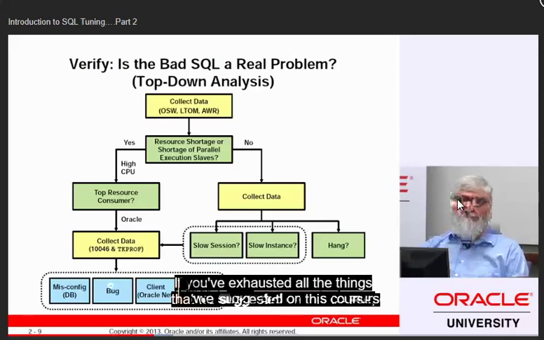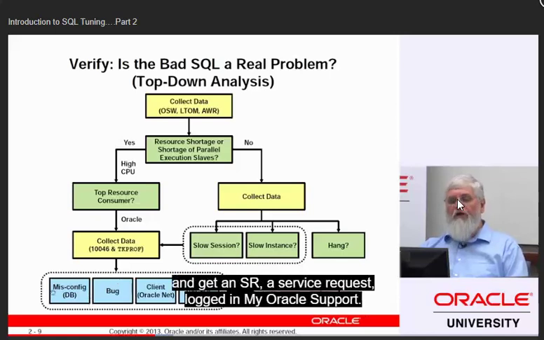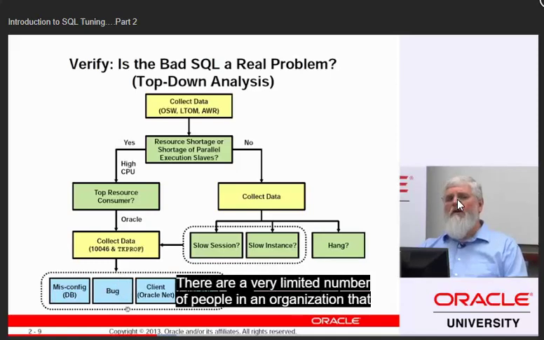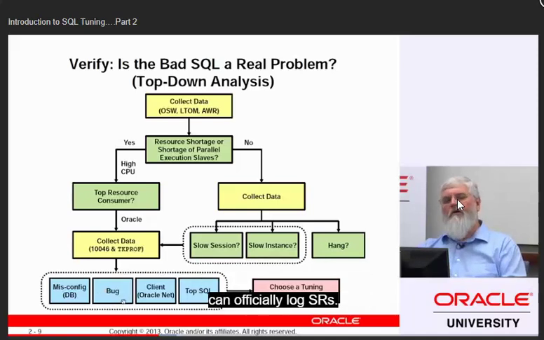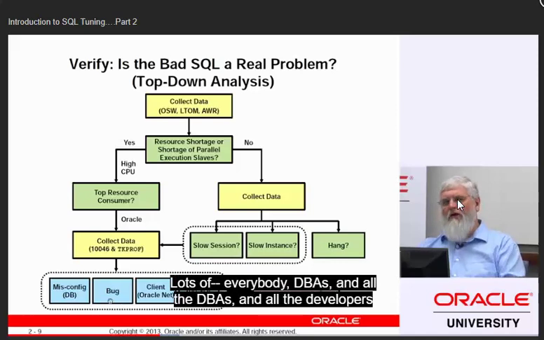There are a very limited number of people in an organization that can officially log SRs. Everybody, the DBAs and all the developers, should have read access to My Oracle Support. A few will be able to log calls. Or is it a misconfigured application?